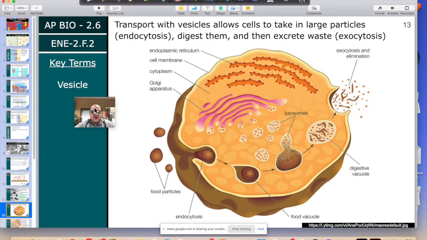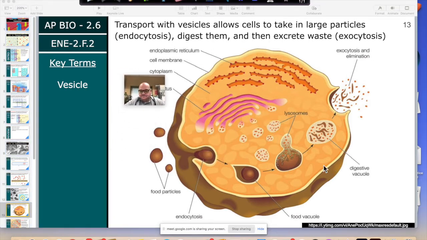So this can work both ways, okay? So you can have cells, this kind of shows it going in and out. So taking things in is endo, and out or excreting is exo. And I always remember exo is out, and that makes the other one pretty easy to sort of keep in your memory. So what's going on here?